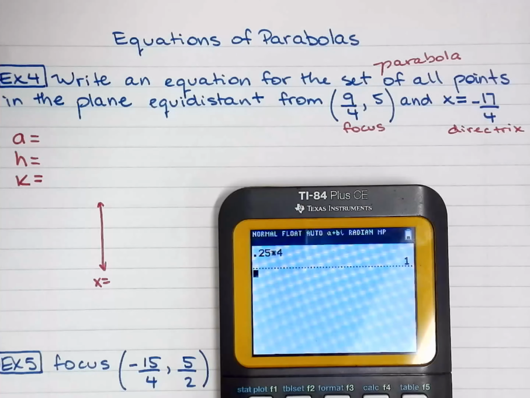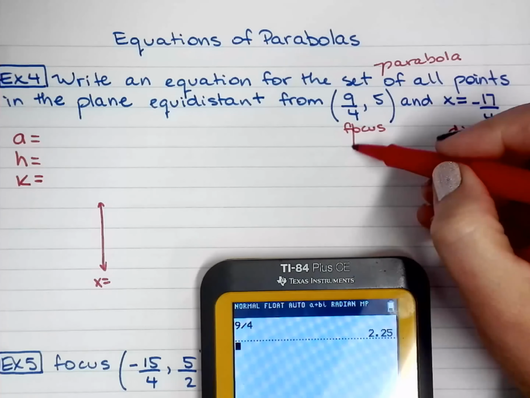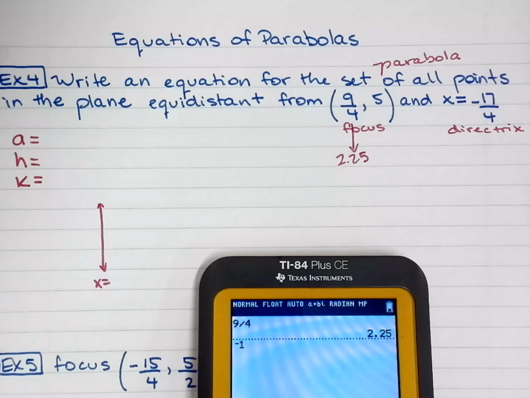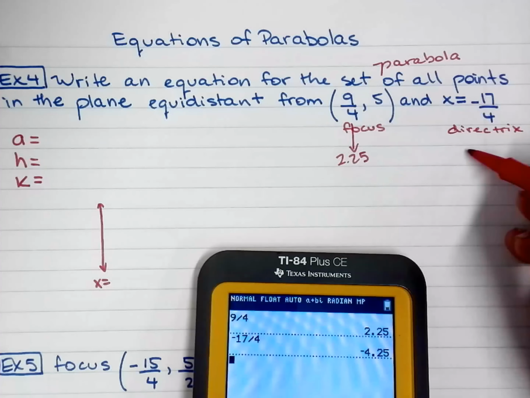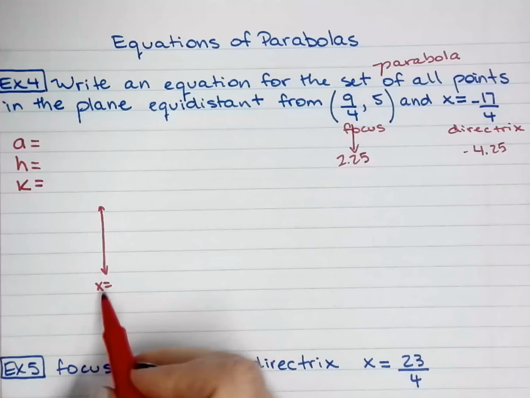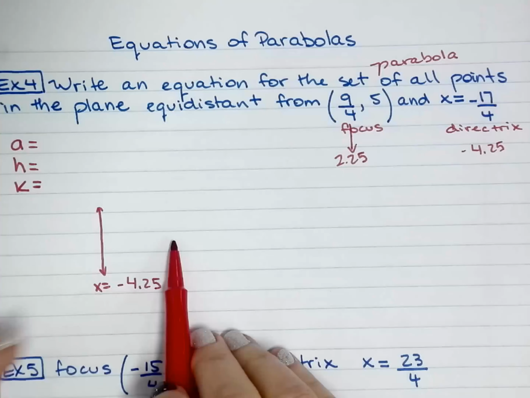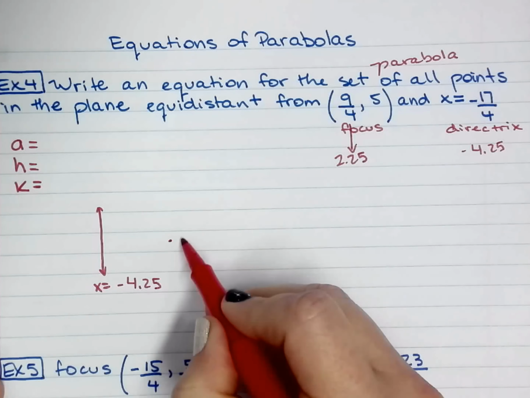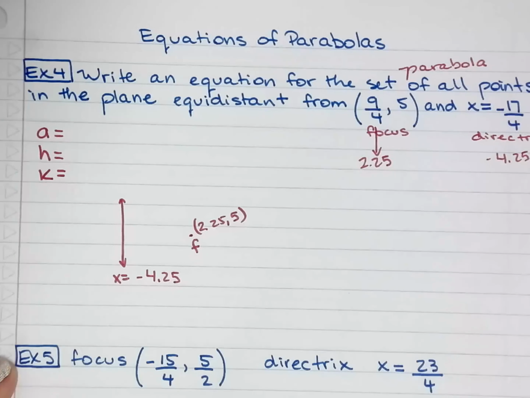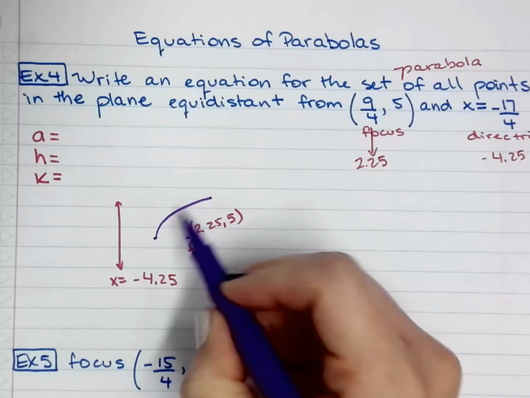Ta-da! So 9 over 4 is 2.25. And negative 17 over 4 is negative 4.25. So right here I have x equals negative 4.25, and the focus is right there on the positive side, somewhere over here at (2.25, 5). This is the focus. So I know the parabola is going to be here, somewhere opening this way.